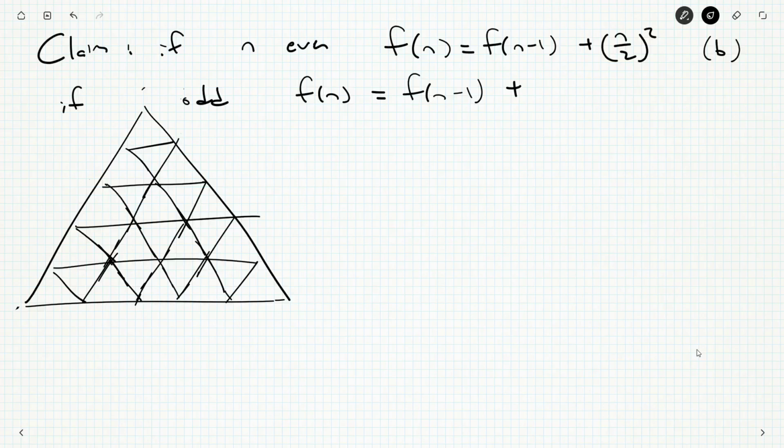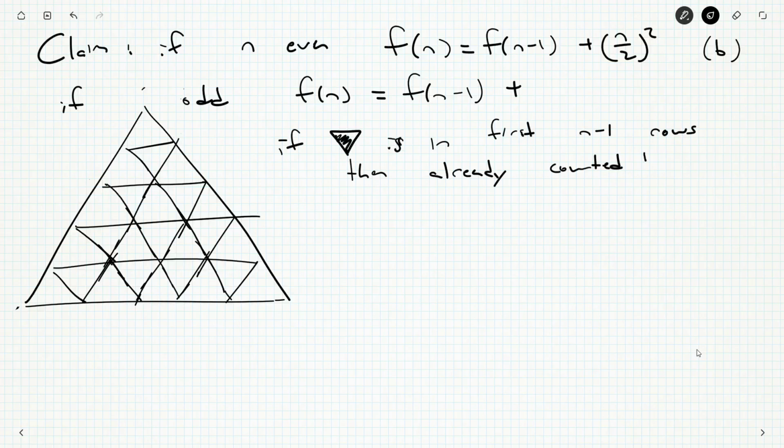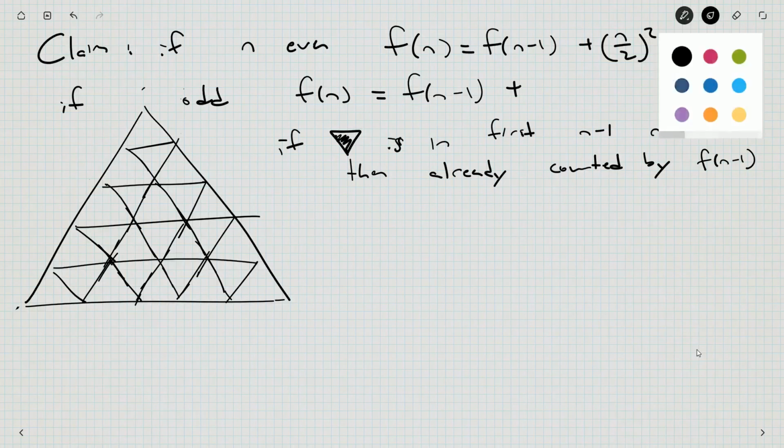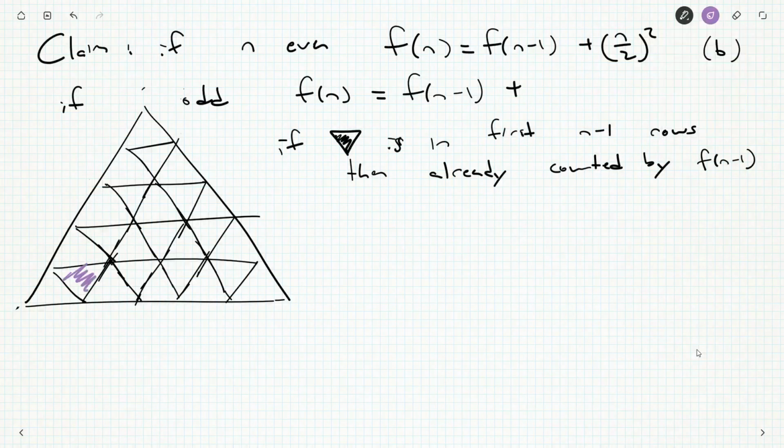Alright, fine. There we go. We're good and done. So now, if the bottommost triangle is in the first n minus 1 rows, then it's already counted by f of n minus 1. That's fine. But what happens if we're one of these bottom triangles? So just going back to part B, even if we have no idea how to actually answer C, it will get us some marks.